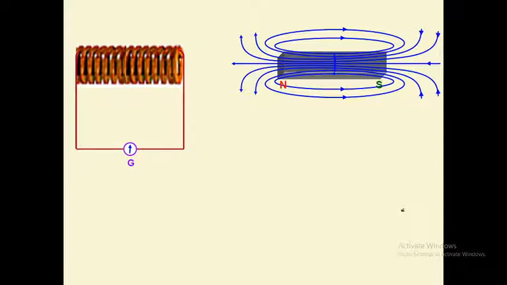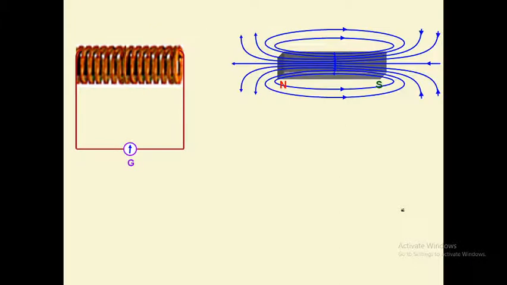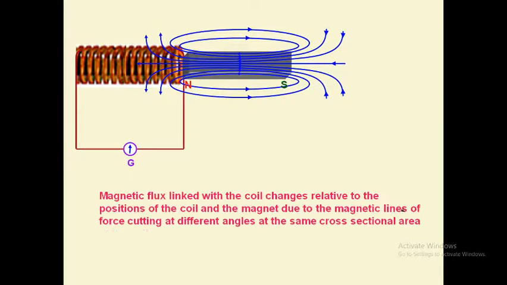See, now I am showing the magnet along with the magnetic field lines. Slowly the magnet is moving towards the coil. So you can see how the number of magnetic field lines linked with the coil is changing. As the magnet is approaching, lines will start entering the coil. So we can say magnetic flux linked with the coil changes relative to the position of the coil and the magnet due to the magnetic lines of force cutting at different angles at the same cross-sectional area of the coil.